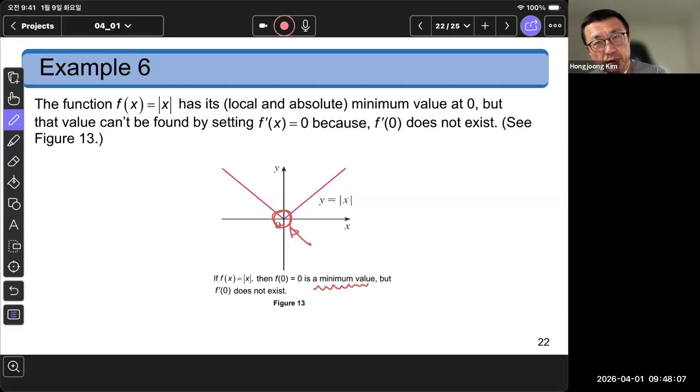It is a minimum value, but what's the problem? F prime at 0 does not exist. In other words, the tangent line at 0 does not exist.